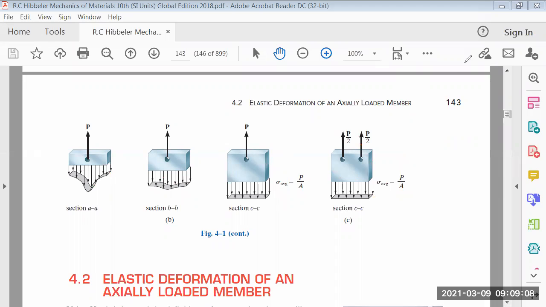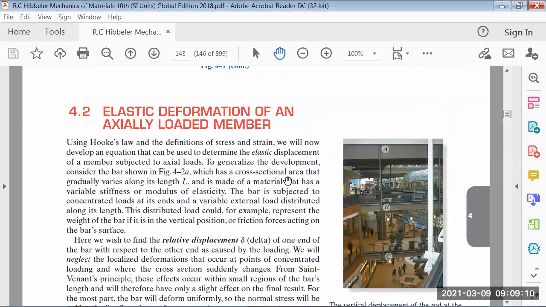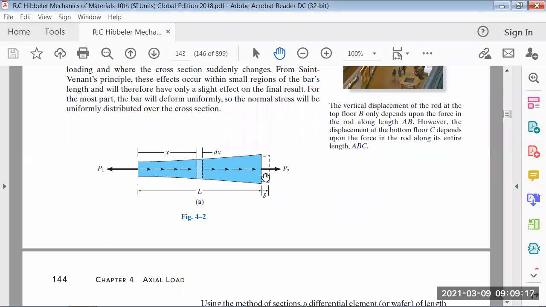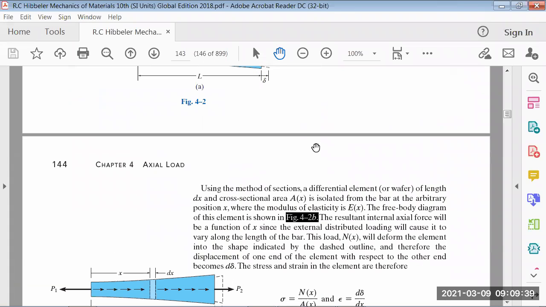Now we move to the real subject, which is elastic deformation of an axially loaded member. Okay, we have an axial load applied to a member, so definitely if you apply an axial load and the load is tensile, for example, pulling apart the member, there would be some change in length, right? That would be elongation, if the force is tensile, pulling apart.